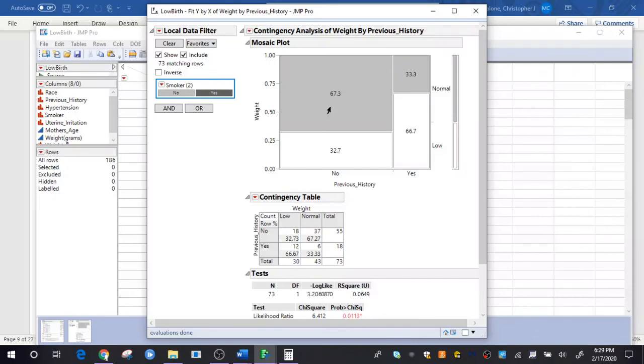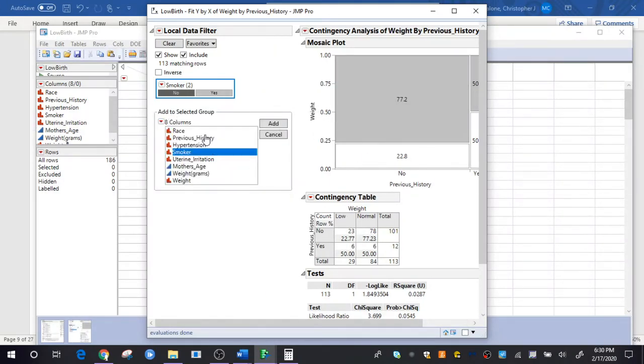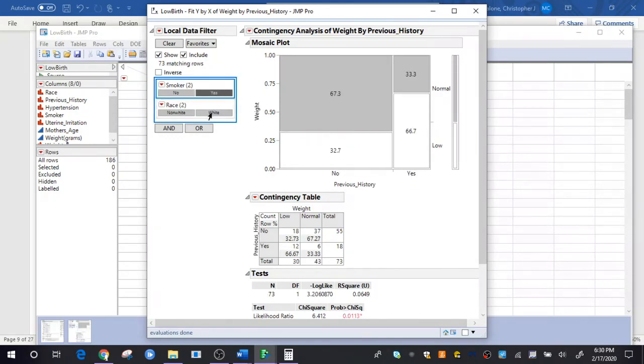So this is a nice way to look at, well, I'm looking at 3 variables at once. I'm looking at low birth weight and previous history on the graph, and then over here I can just select different groups. Now I can add yet a 4th variable if I wanted. So let's maybe do race. So what is the chance of a mother with a previous history that was a smoker, and was white? All right, so I held down the control button for that.